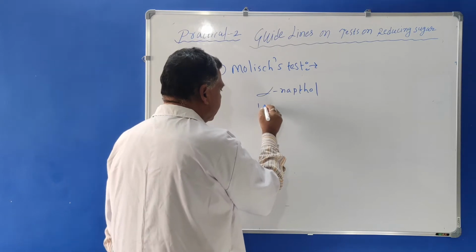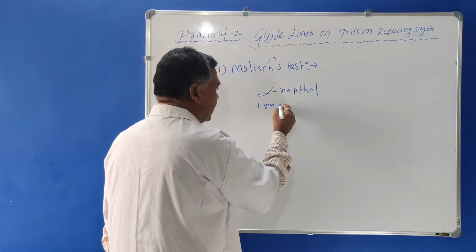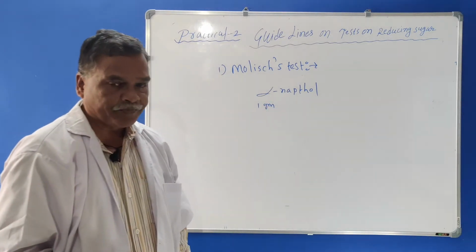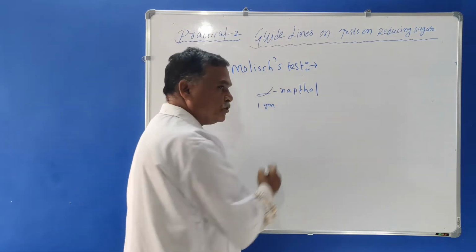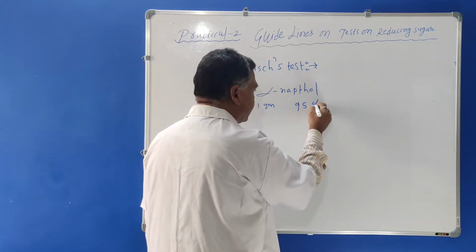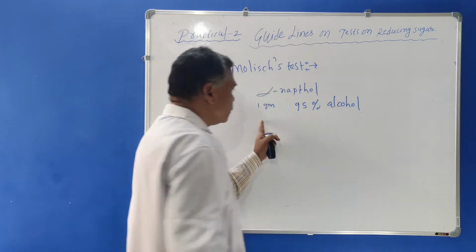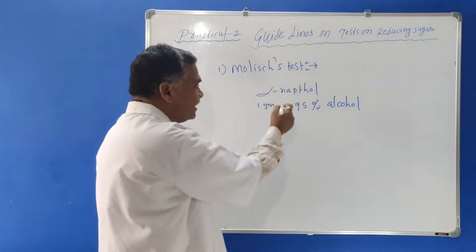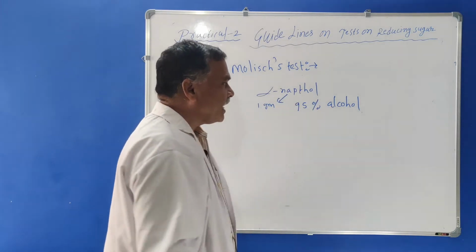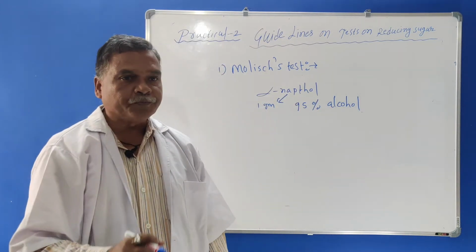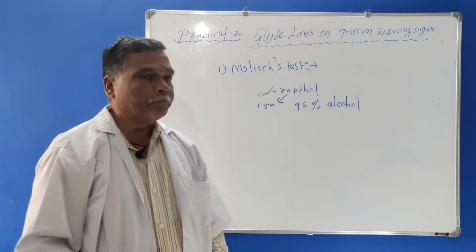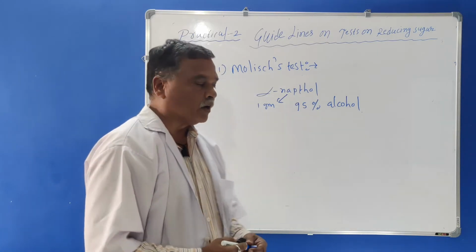1 gram of alpha naphthol powder is taken in a beaker and it is dissolved in 95% alcohol. So here 1 gram of alpha naphthol is dissolved in 95% alcohol and it is prepared. Now we'll see the procedure for this alpha naphthol.